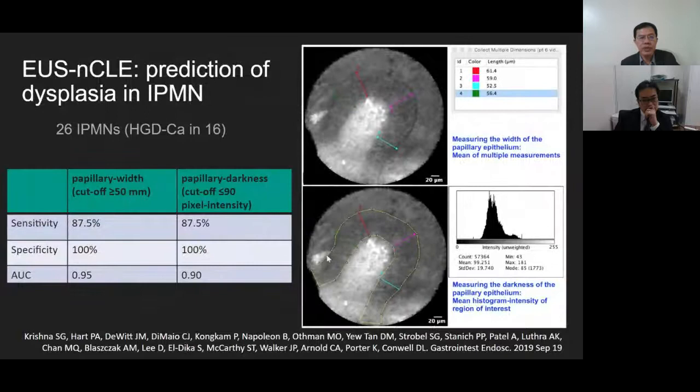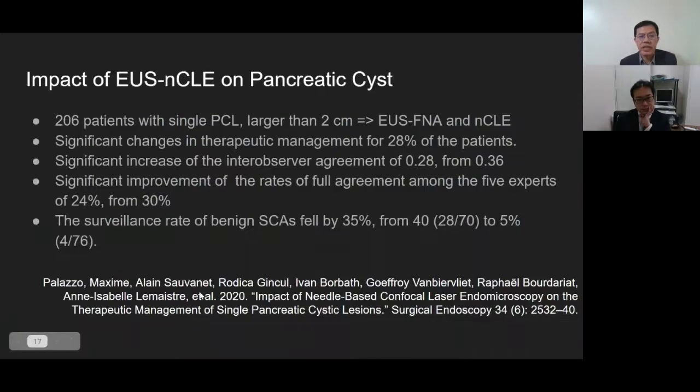So in conclusion, we had an area under the curve for both strong criteria of 95 and 90. So the confocal also adds higher diagnostic accuracy in terms of differentiating high-grade dysplasia and cancer versus low-grade dysplasia. So that's why it becomes a very interesting test.